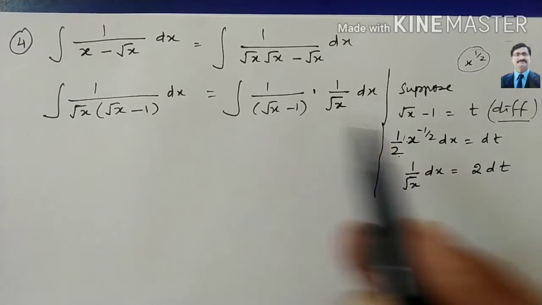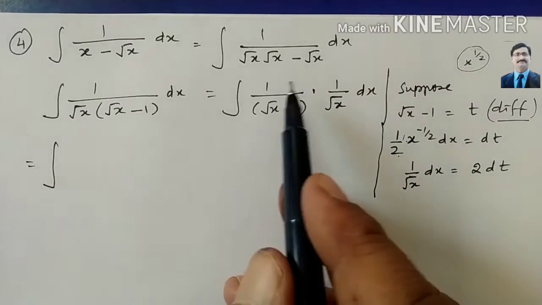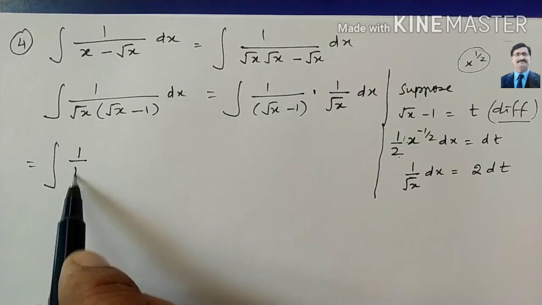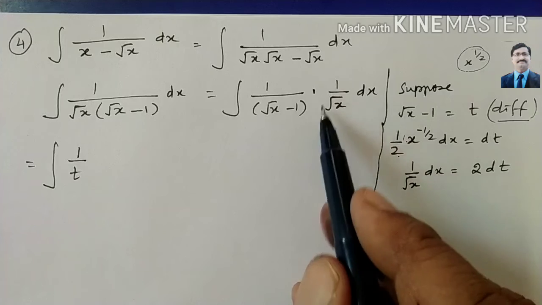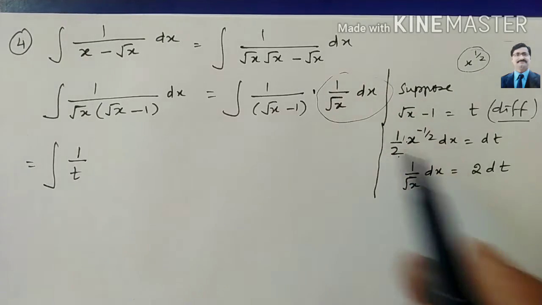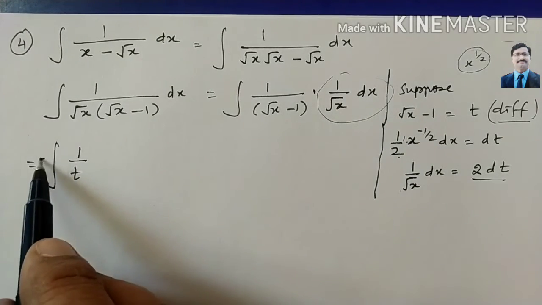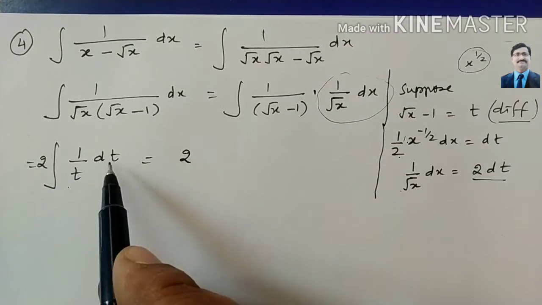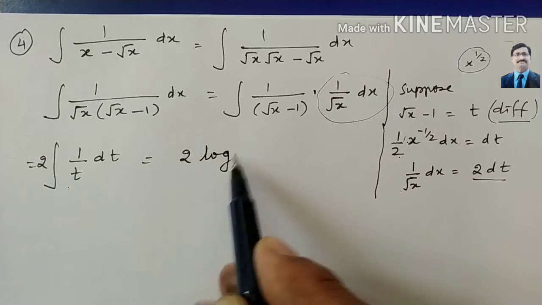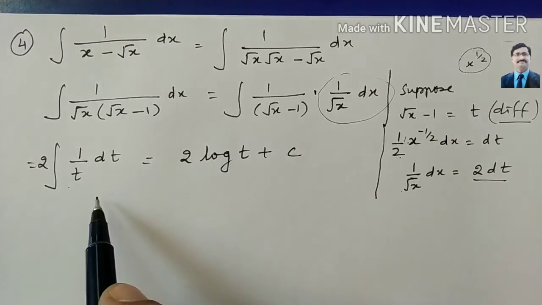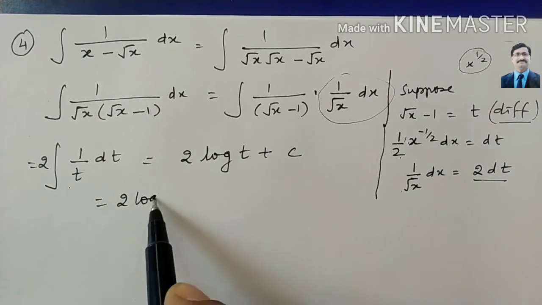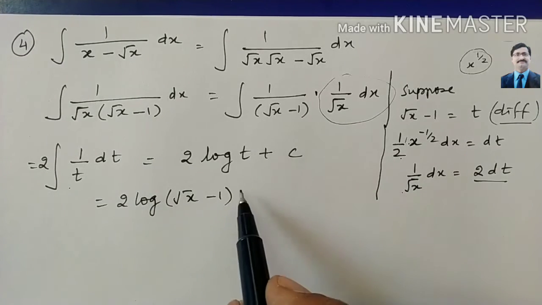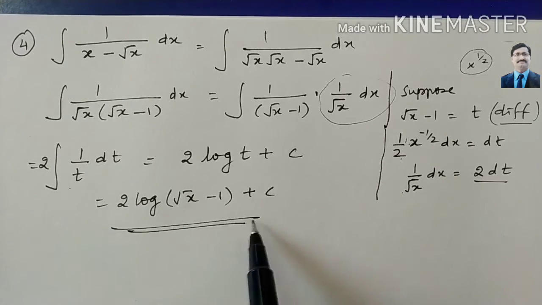These values we will put here. We get 1 upon t, this is actually t, and 1 upon root x, and 2 dt. I write 2 outside and dt inside. So this 1 upon t and dt we can write as log t plus c. Now we put t as root x minus 1 again, plus c. So this is our answer.